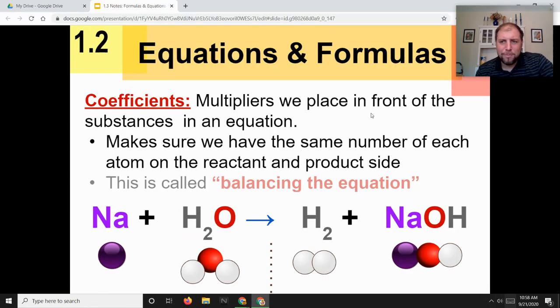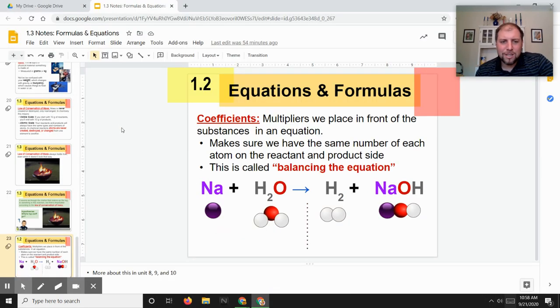So let me show you how I'd balance this real quick. I'm going to jump out of this presentation. All right, cool. Now, let's take a look here. One sodium and one sodium, so there's the same number of sodiums on each side. We haven't created or destroyed any sodiums in this reaction. But there's two hydrogens over here and three over here. So what we'd have to do is get more hydrogens on this side. So I'm going to say, okay, instead of one water, let's say that we take in two waters.